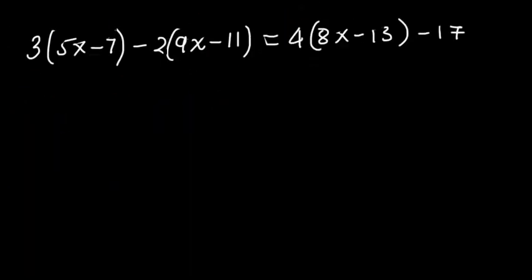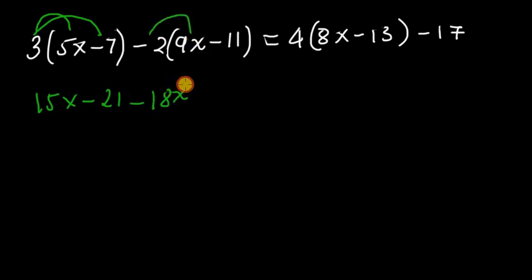Okay, so let's solve this problem. Here it is also of the same type. So first of all, 3 into 5x. What is 3 into 5x? It is 15x. Then 3 into minus 7 is minus 21. And then minus 2 into 9x is minus 18x. Then minus 2 into minus 11 is plus 22.